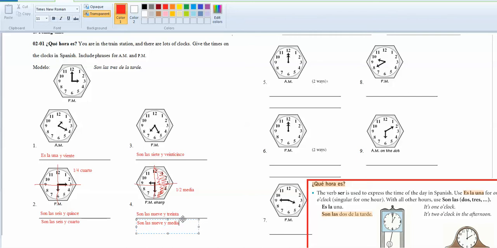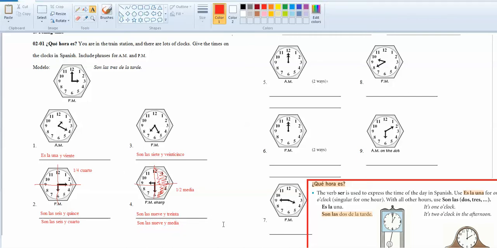Okay. All right. Now, before we go on and do more, we also want to express, notice how these clocks have AM and PM, right? And down here we even have PM sharp. So we need to know how do we express that as well. Well, the expressions that you use are de la mañana, de la tarde, de la noche.